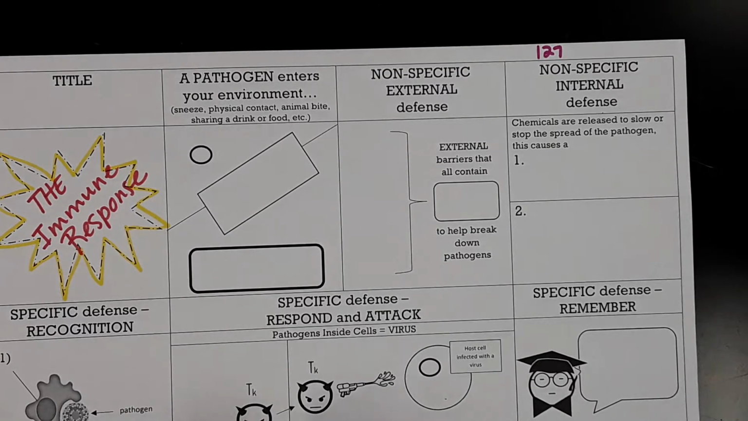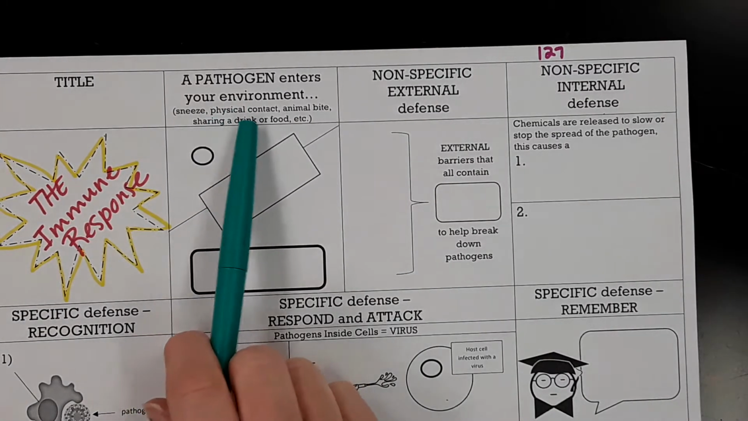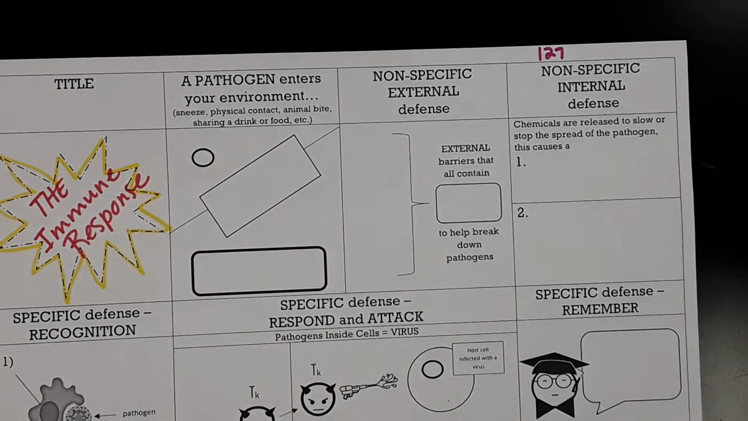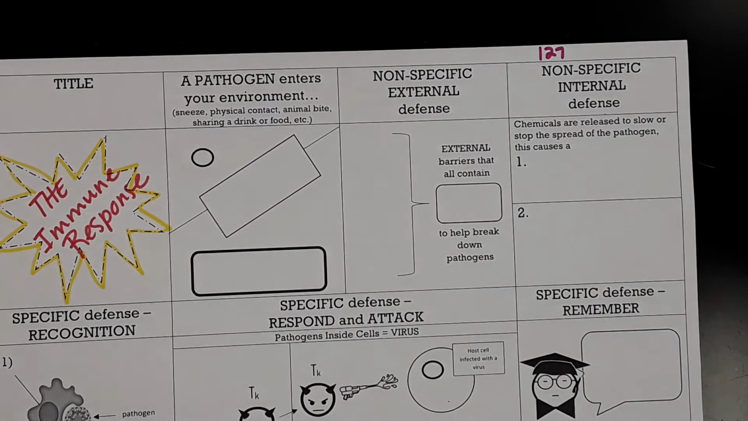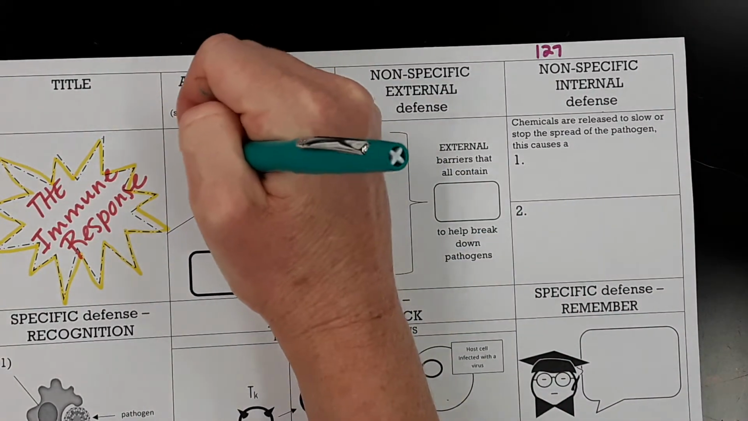That pathogen could come from something as simple as a sneeze. It could be coming from a sneeze, physical contact, an animal bite, sharing a drink or food. And two of the main pathogens that we talk about this year and in our notes the other day were viruses and bacteria.